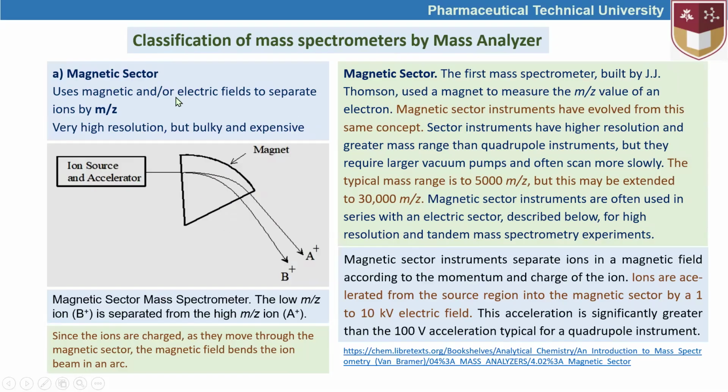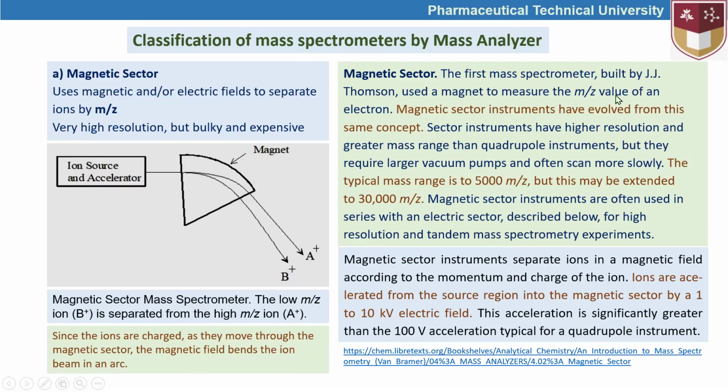Okay, the first one, magnetic sector. Magnetic sector uses magnetic and or electric fields to separate ions by mass over charge, and they are of very high resolution, but bulky and expensive. Here we can see how different ions can be separated in a magnetic field. The low mass to charge ion B is separated from high mass to charge ion A as they pass through the magnetic field. Since the ions are charged, as they move through the magnetic sector, as indicated here, the magnetic field bends the ion beam in an arc.